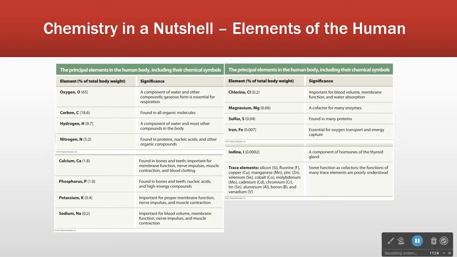Oxygen, carbon, hydrogen, nitrogen, those are the big players. Nitrogen, because it's found in most compounds, number one, and in our bodies, proteins, right? Proteins contain nitrogen, and we have a substantial amount of protein in the body, therefore we have a substantial amount of nitrogen.